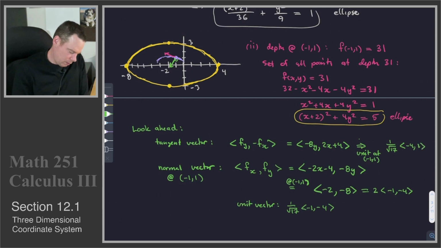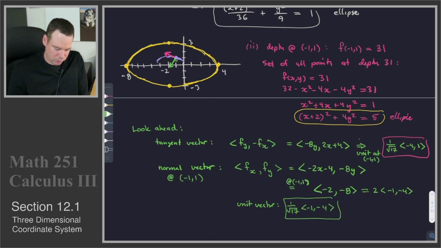And so that is going to be our vector that's pointing in the direction of maintaining constant depth. So we've got our one vector that points in the direction of maintaining constant depth. We have our other vector that points in the direction where the depth increases as much as possible.